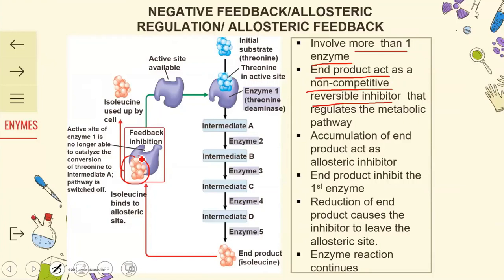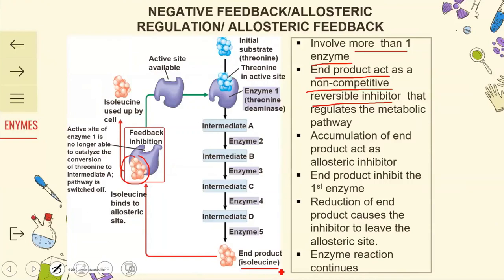So the initial substrate is threonine. Before the end product binds to the allosteric site, the initial substrate threonine can bind to the active site of the threonine deaminase and then they will undergo a series of reactions until they produce the end product isoleucine. So here the isoleucine is the one that acts as an allosteric inhibitor which binds to the allosteric site and then it will prevent the substrate binding. So generally the end product inhibition is to reduce the wastage of the products by the cells inside the body.